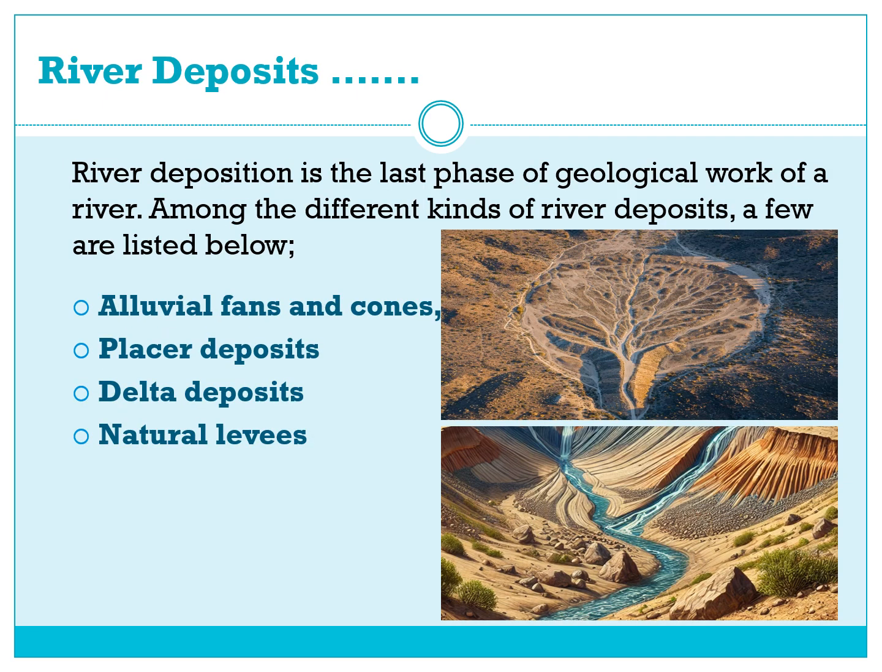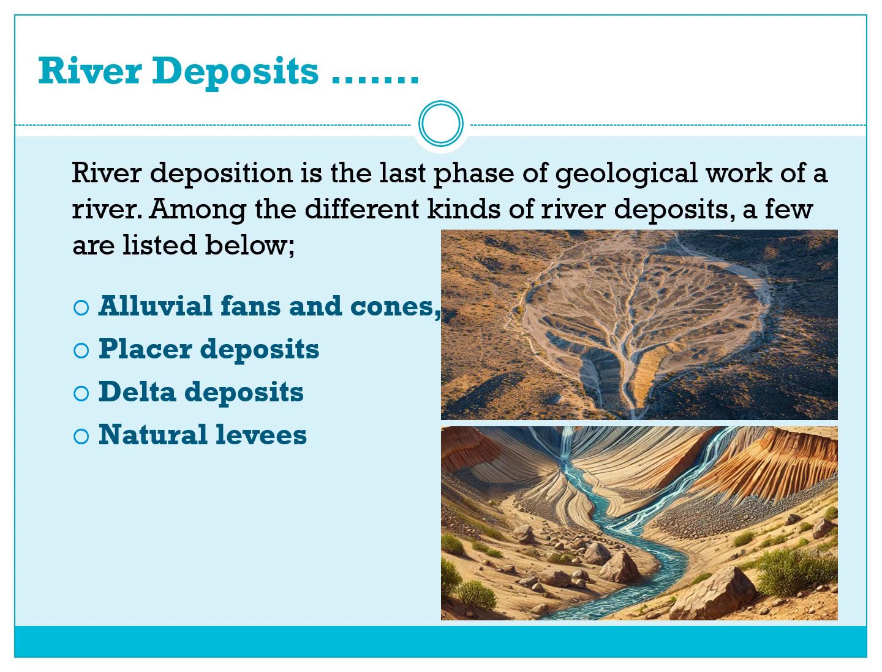River deposits. River deposition is the last phase of geological work of a river. Among the different kinds of river deposits, a few are listed below. Alluvial cones and fans. These fan-shaped deposits of sediments form where a river or stream flowing down a steep slope, like a mountain, abruptly enters a flatter area like a valley or plain. This sudden decrease in velocity causes the river to deposit its load of sediment.